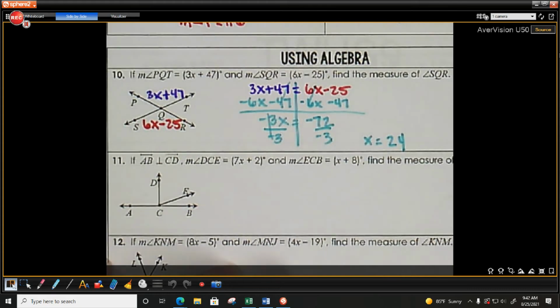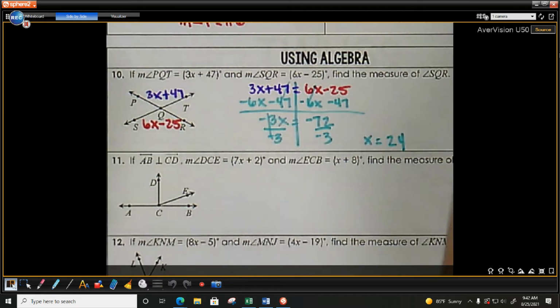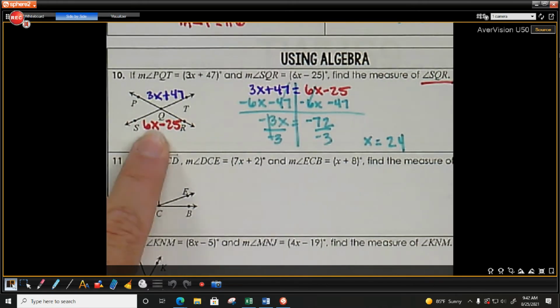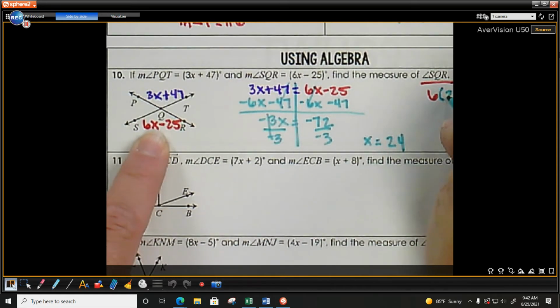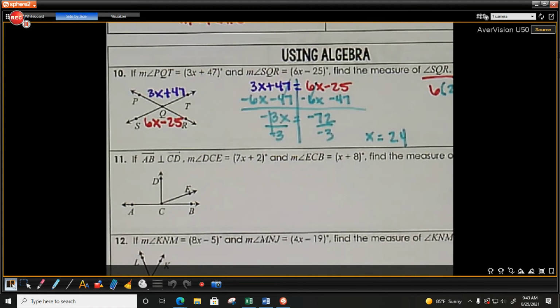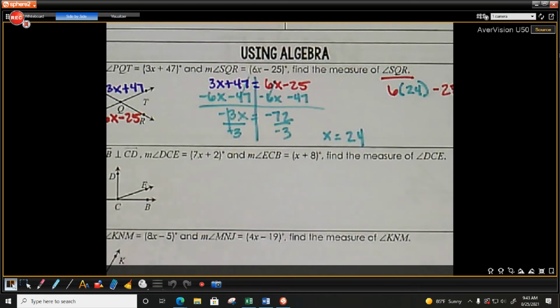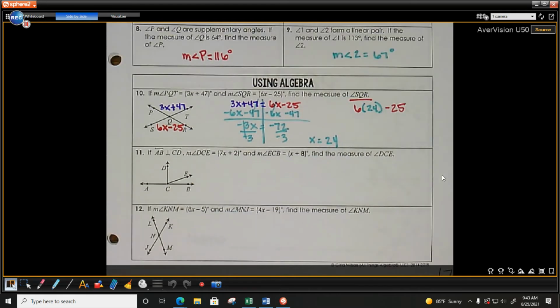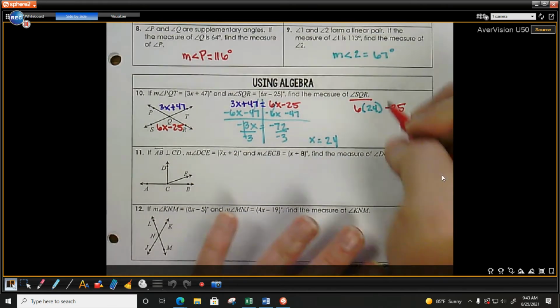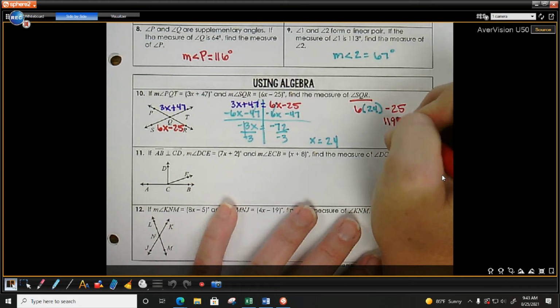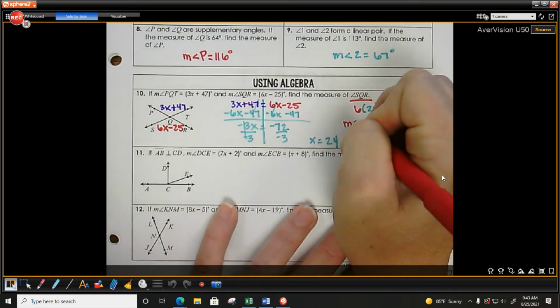Okay. So I found the value of x, but that's not what it's asking me. It's asking for SQR. So I need to do 6 times x, which is 24, minus 25. So what is 6 times 20? Oh, y'all can't see that. I need to zoom out more. So that is 119 degrees, the measure of angle SQR.